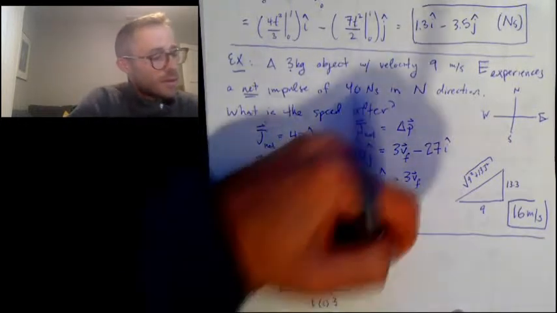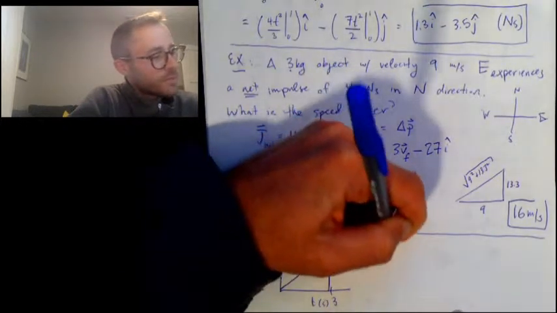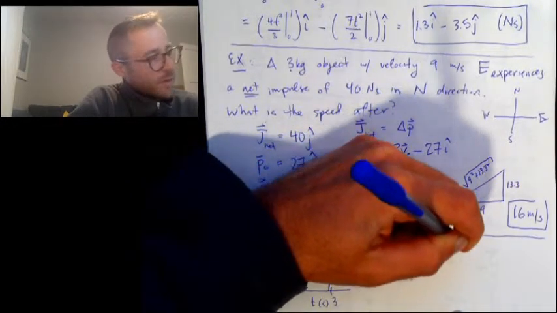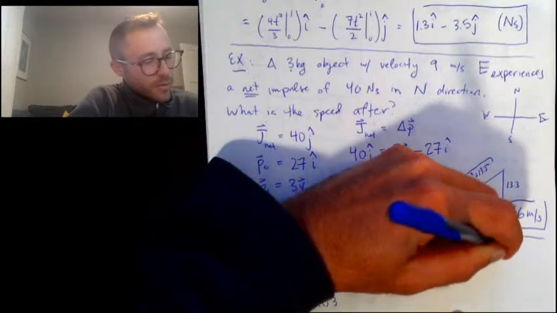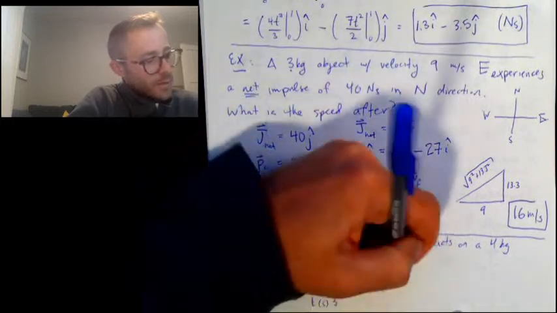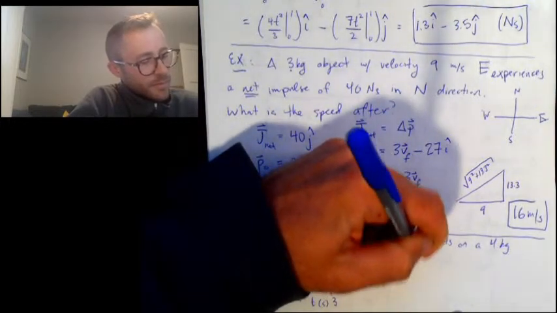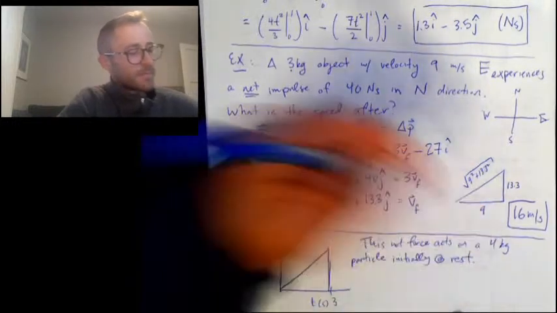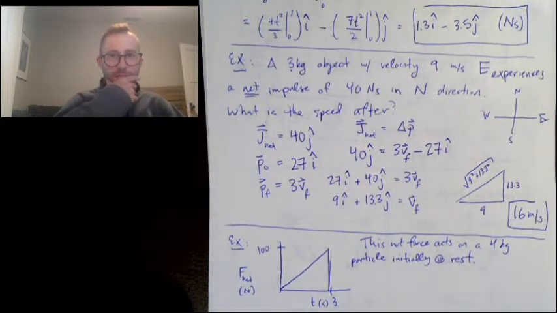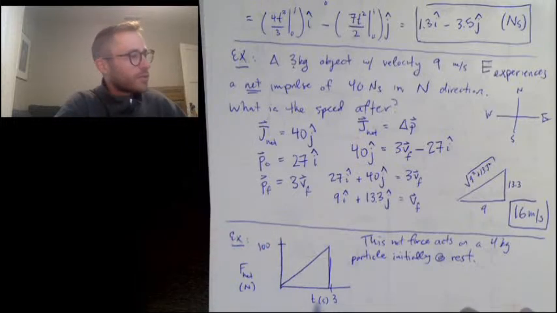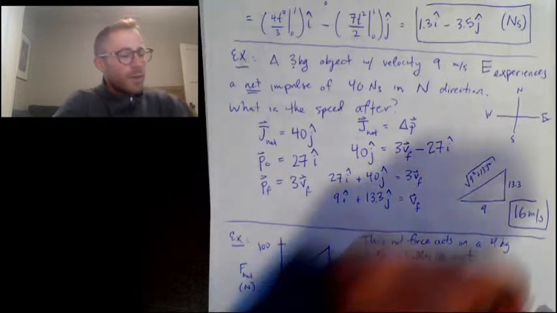Okay? This net force acts on a 4 kilogram particle initially at rest. Okay, 4 kilogram particle initially at rest. What is the final speed?